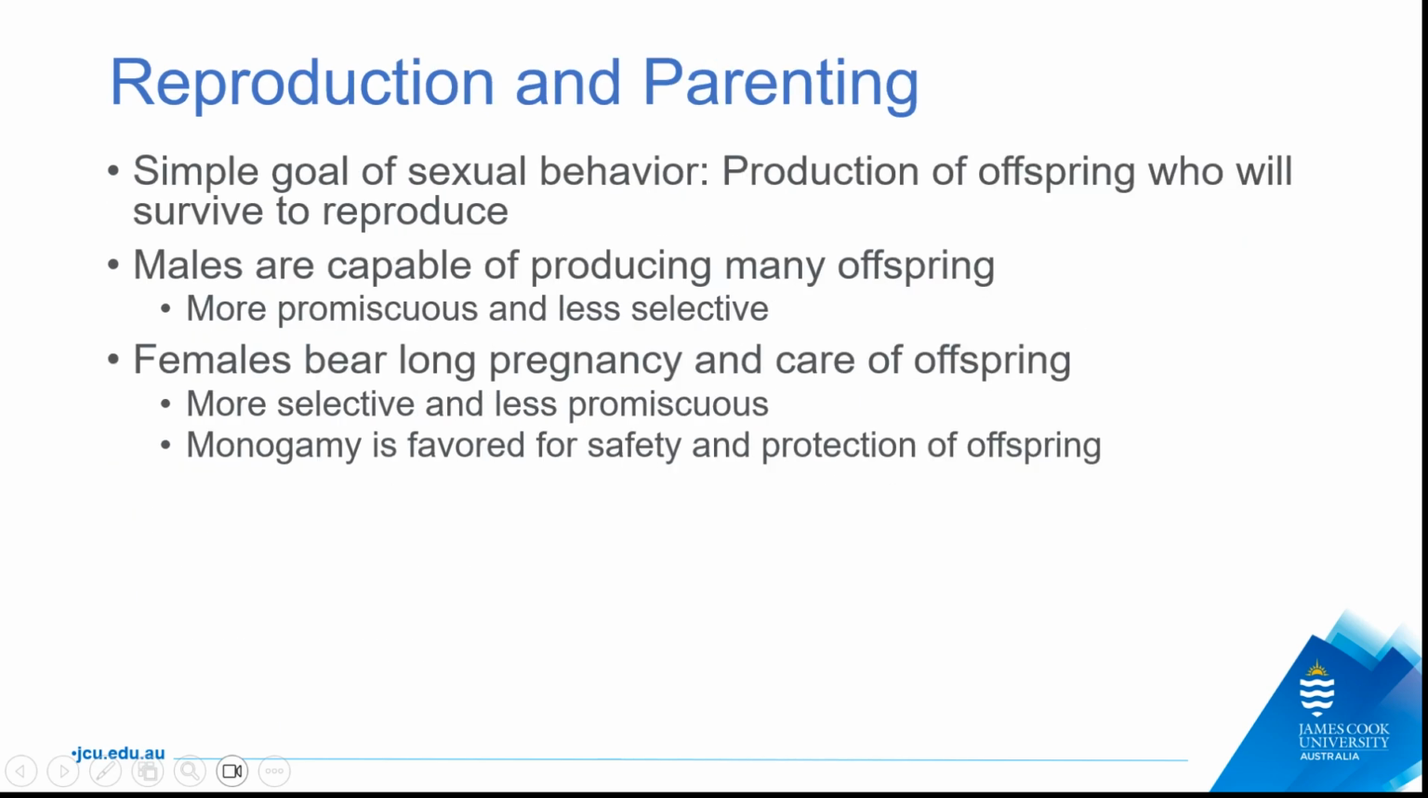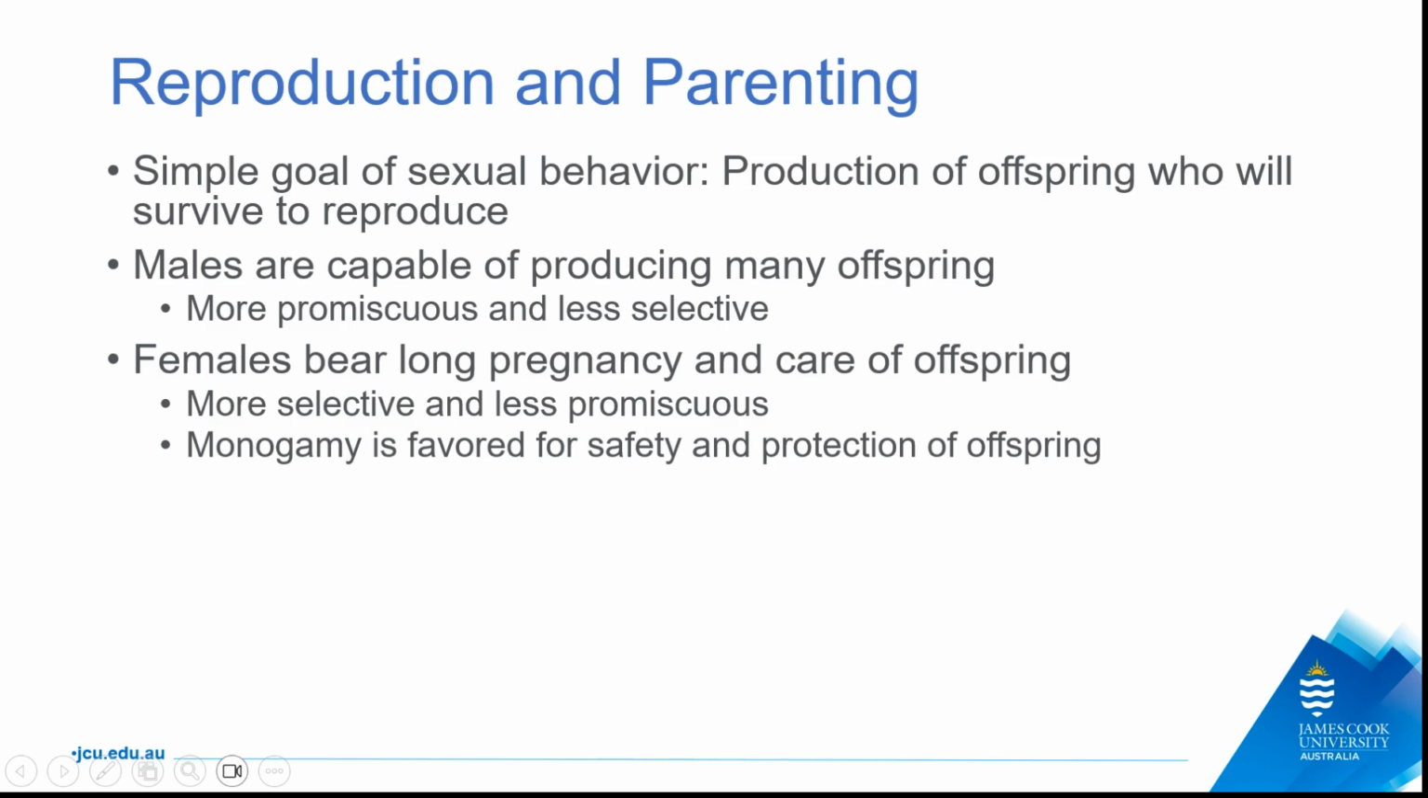Now we talk a little more about parenting. The simple goal of sexual behavior, as mentioned by our author, is to produce offspring who will survive to reproduce. I'm sure a lot of you have read about this in Intro to Psych and Social Psych. Males are capable of producing many offspring, because males can secrete testosterone until a very old age, even after retirement, at 60 or 70, if the person is healthy and has no difficulty with testosterone secretion.